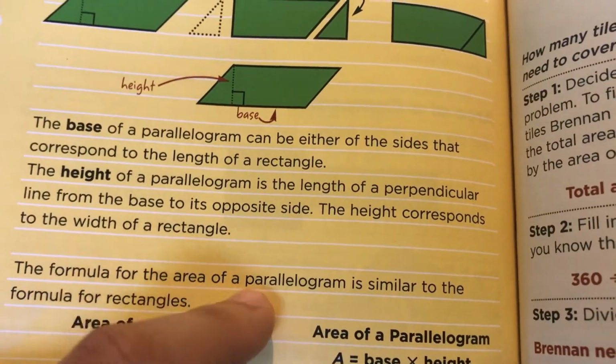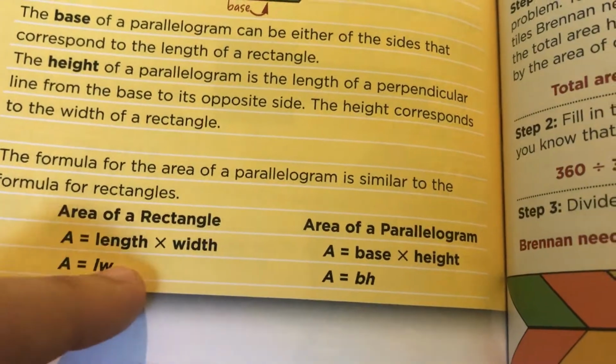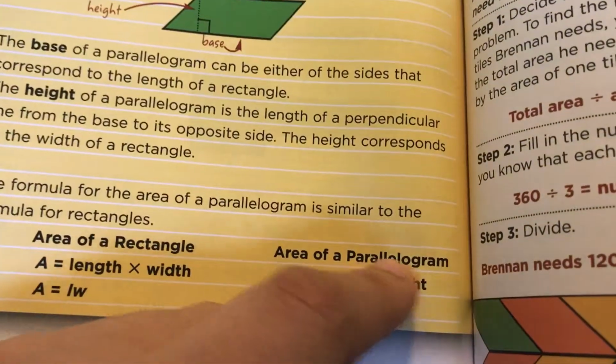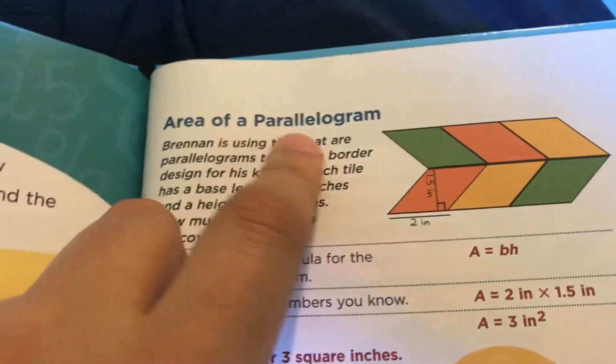The formula for the area of a parallelogram is similar to the formula for rectangles. Area of a rectangle: area equals length times width. Area of a parallelogram: area equals base times height. Okay? Area of a parallelogram.